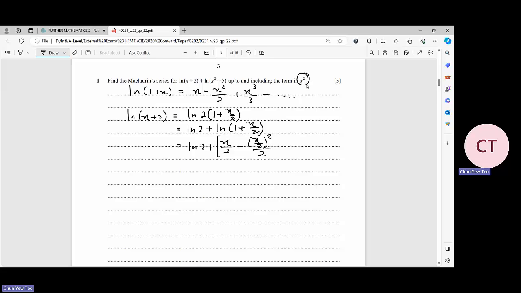But the question only wants up to x². So when you see up to x², you can stop over here. So this one will be equal to ln 2 + x/2 − x²/8. I call this the first equation. Then for ln(x² + 5), I will factorize the 5 out, making it 1 + x²/5.